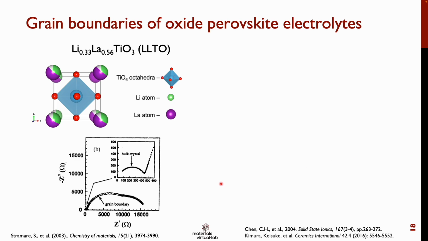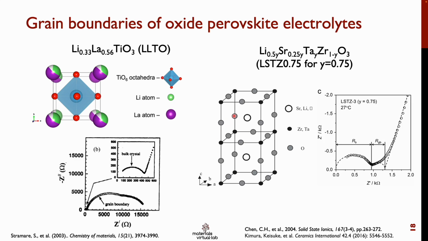It actually has a very good ionic conductivity, discovered 30 years ago, of around 1 millisiemens per centimeter at room temperature. But this material has a very high grain boundary resistance. So this blocks its real usage as a solid electrolyte material.